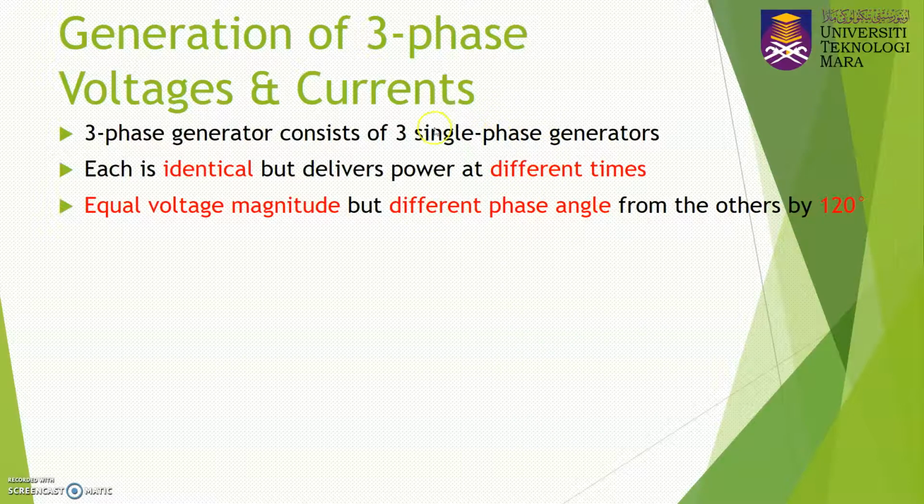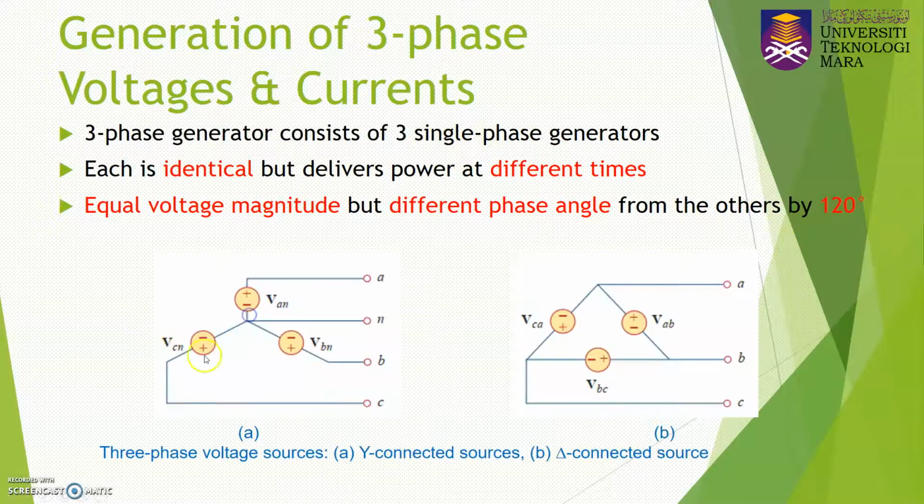The first generator will start at 0, the second single-phase generator will start at 120, and the third generator will start at 240 degrees. This is the topology of the three-phase voltage source using the Y-connected source. You have one, two, and three single-phase generators combined together using the Y-connected topology, and now it becomes a three-phase generator. Same goes here: you also have three different single-phase generators connected to each other using a delta-connected topology. This is also a three-phase generator, using the delta-connected topology. Here is the Y-connected topology.